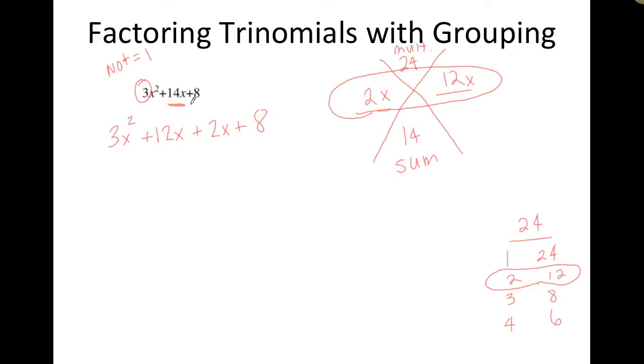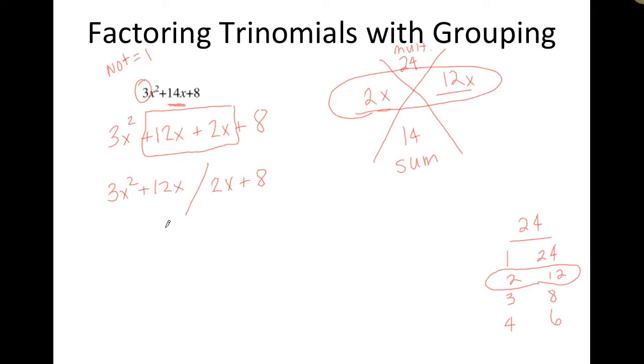I need for you to understand that I have written 14x as 12x plus 2x. Okay. So now I'm going to group the first 2 together. Generally, I put a slash there to represent that's my first group. And then I'm going to group the second 2 together.